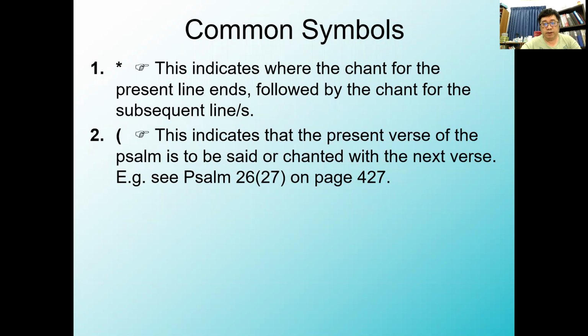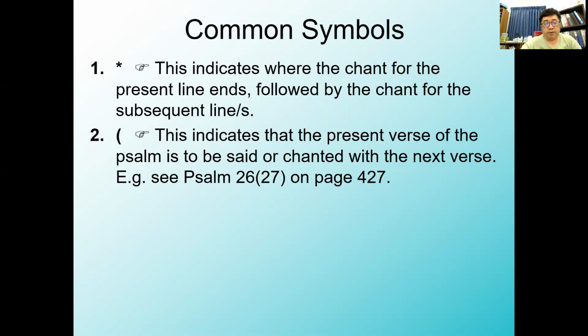So for example, if a particular verse of the psalm has 4 lines, and if you are using a 2-line chant, then the first chant tone of the 2-line chant will be used for the first line. The second tone of the 2-line chant will be used for the second line. Then you go back to the first tone for the third line, and the second tone for the fourth line.